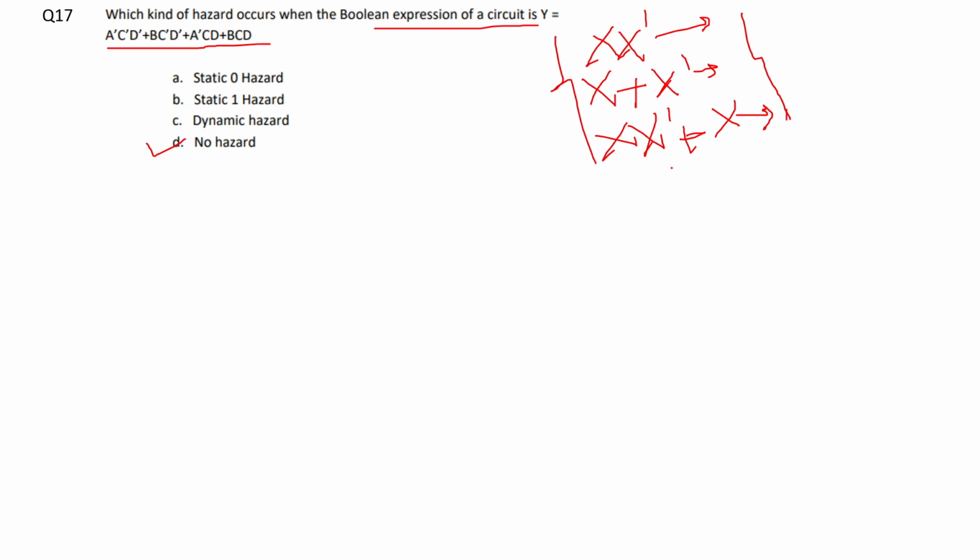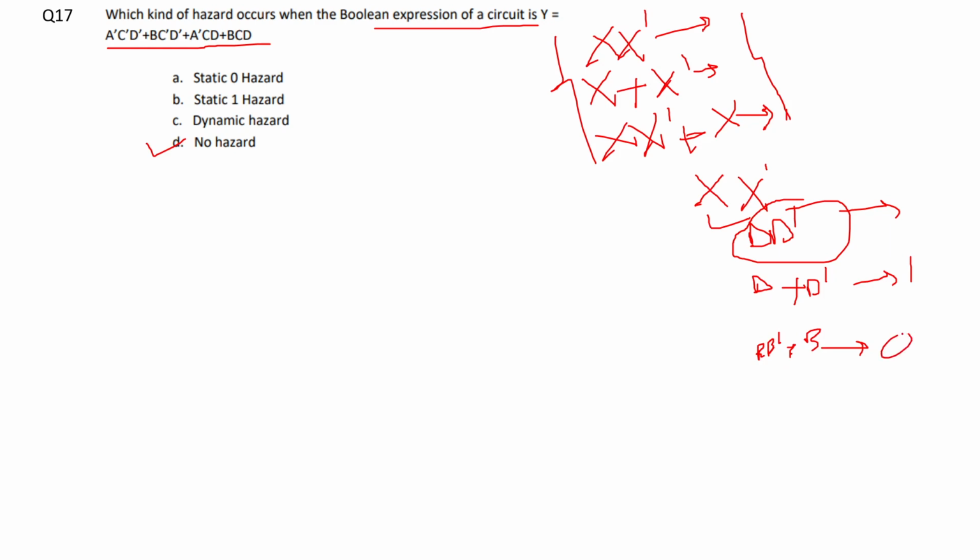You know that static 0 occurs when an input combination gives X X bar. This can be any of the inputs. Let's say if any input combination would have given us D D bar, we would have said this is susceptible to static 0 hazard. Similarly, if any input combination gave D plus D bar or A plus A bar, you would have said this is susceptible to static 1 hazard. And if any input combination gave us B bar plus B, you would have said this is susceptible to dynamic hazard. But since no input combination, if you carefully examine this, gives this, it is a no hazard case.